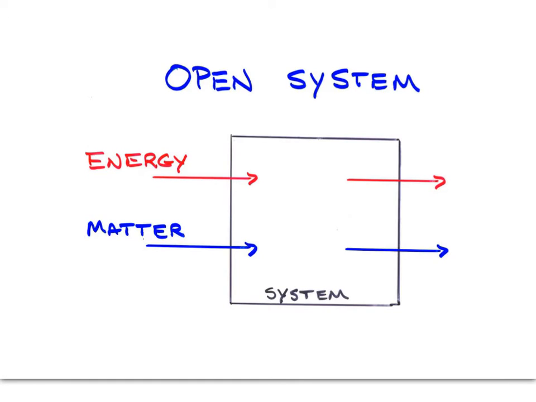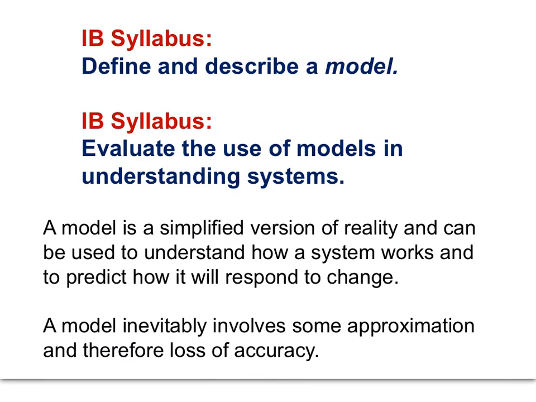A diagram such as this one is also a model, and models are simplified versions of reality used to better understand how a system works and to predict how it will respond to change. Here's the relevant IB syllabus statement. Define and describe a model. Evaluate the use of models in understanding systems. Remember, I'm only introducing concepts in this unit. We will be evaluating the use of models throughout this course.